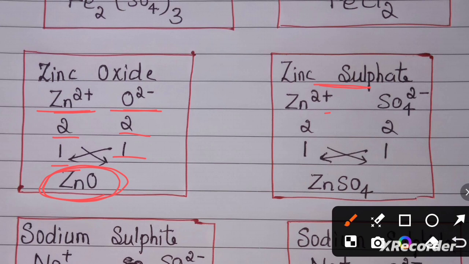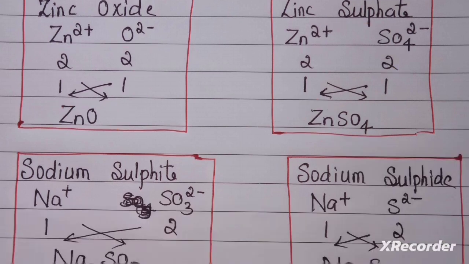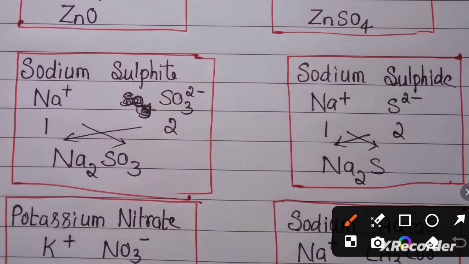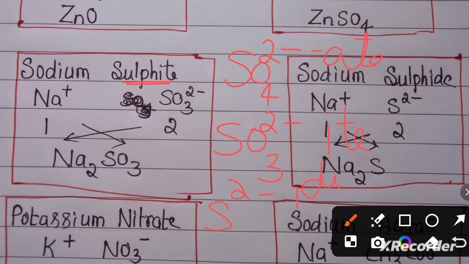So zinc sulfate, zinc ion Zn2+ with valency 2, sulfate ion SO4 2-, valency 2. As both have the same valency, take the simplest ratio and while writing the formula, take zinc one time and sulfate one time. The formula will be ZnSO4. Now sodium sulfite. So you just remember SO4 2- is sulfate, ATE. SO3 2- is sulfite, ITE. S2- is sulfide, IDE. This you need to differentiate: sulfate, sulfite and sulfide.